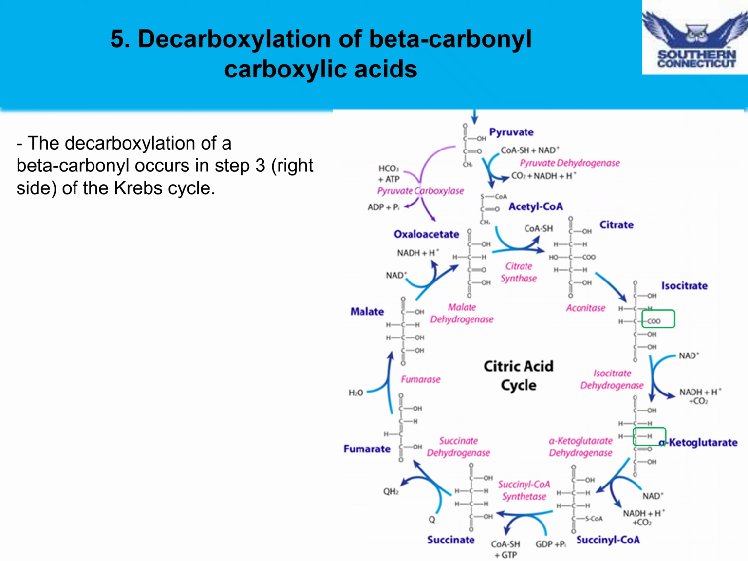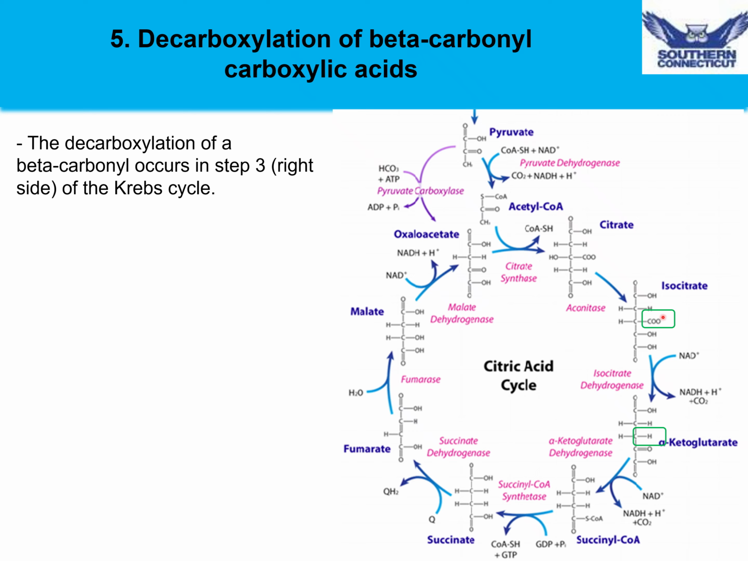The decarboxylation reactions of beta-carbonyl carboxylic acids is actually an important biological reaction that occurs in a few places. One of those places is the citric acid cycle, in step 3 of the citric acid cycle. That refers to going from isocitrate to alpha-ketoglutarate.